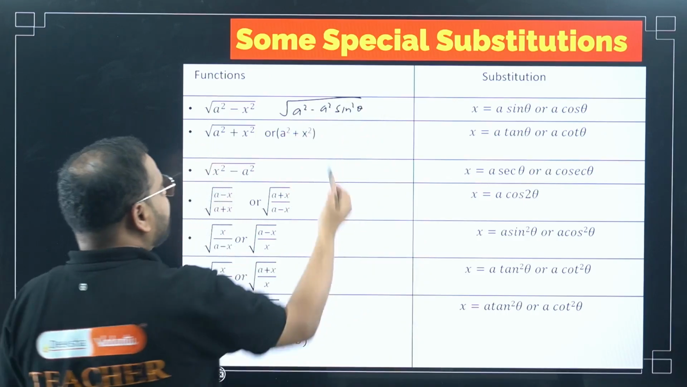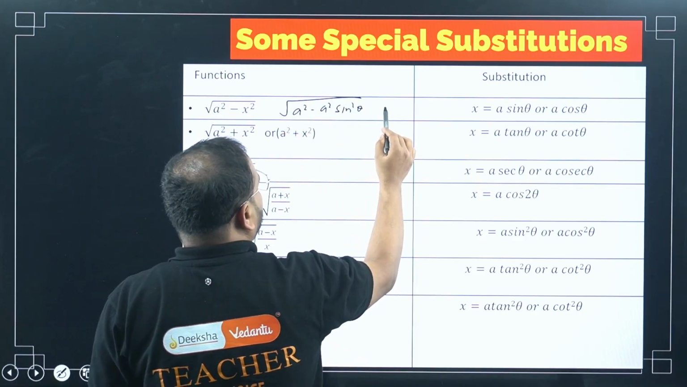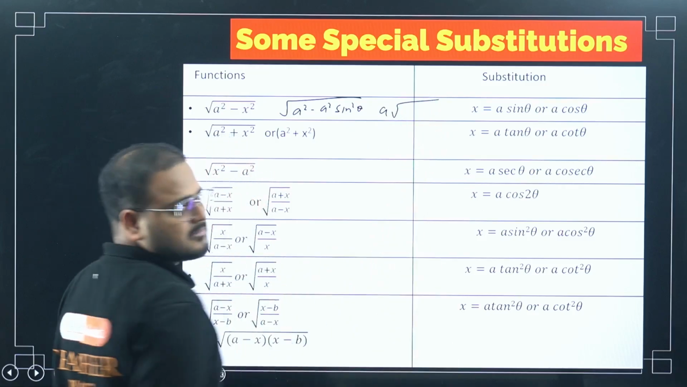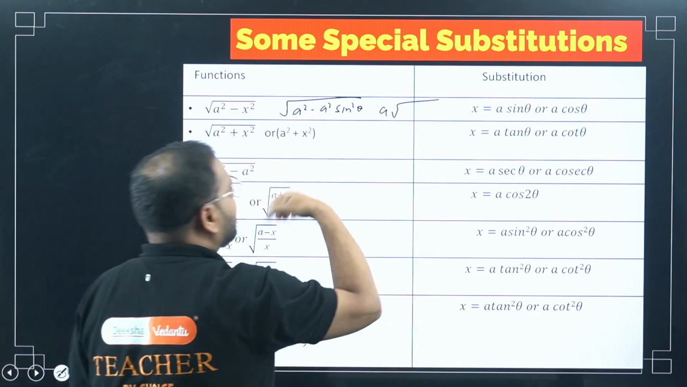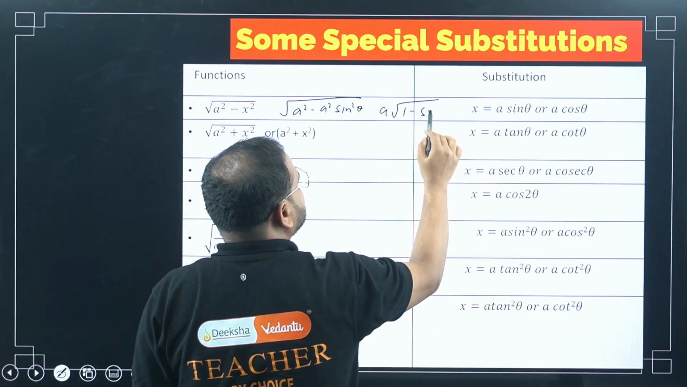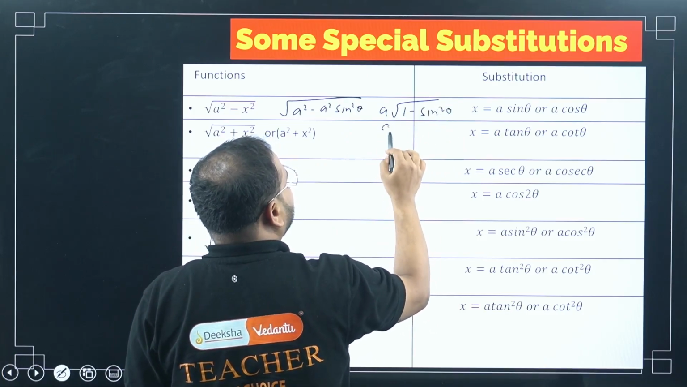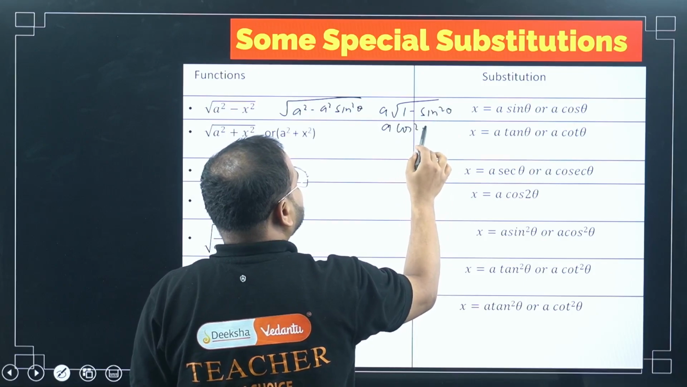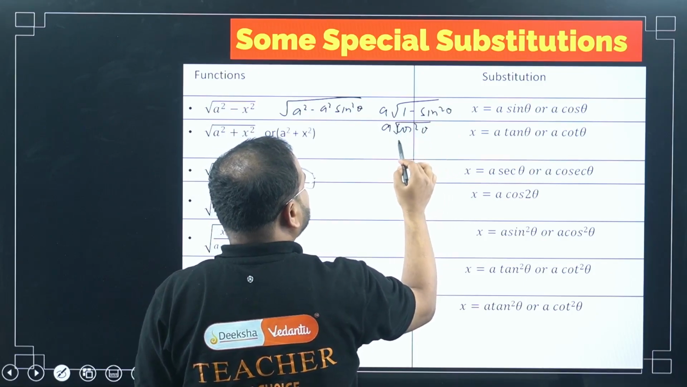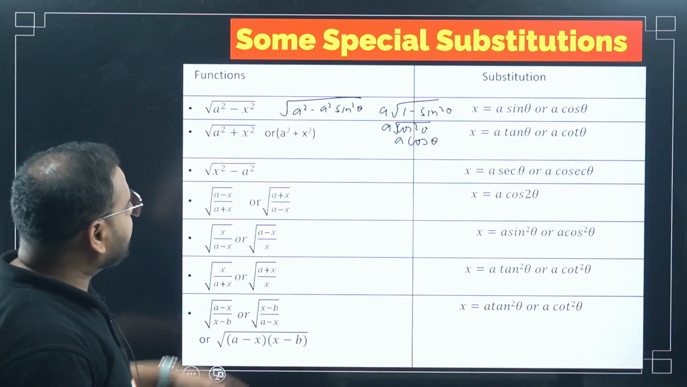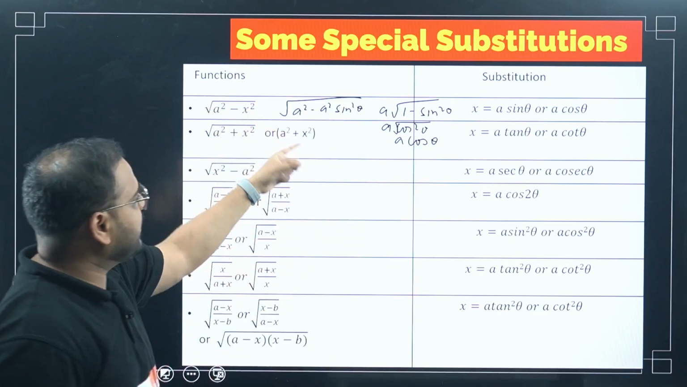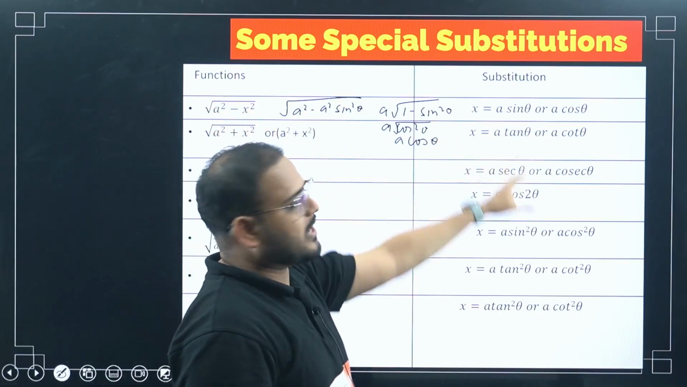Yes or no? I can take a square common and bring it outside the root, it will come out as a. What I'll have over here is 1 minus sin square theta. What will this become? A times cos square theta in the root. How much is this? Simply a cos theta. Yes or no? So I got rid of this root by substituting x equals a sin theta.